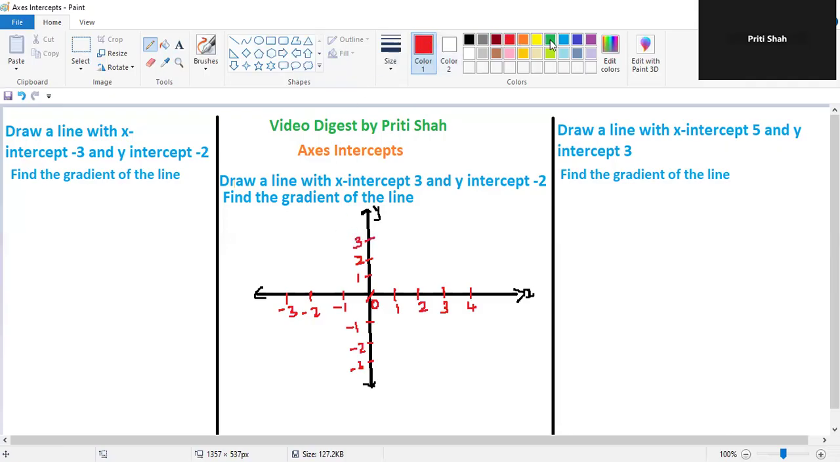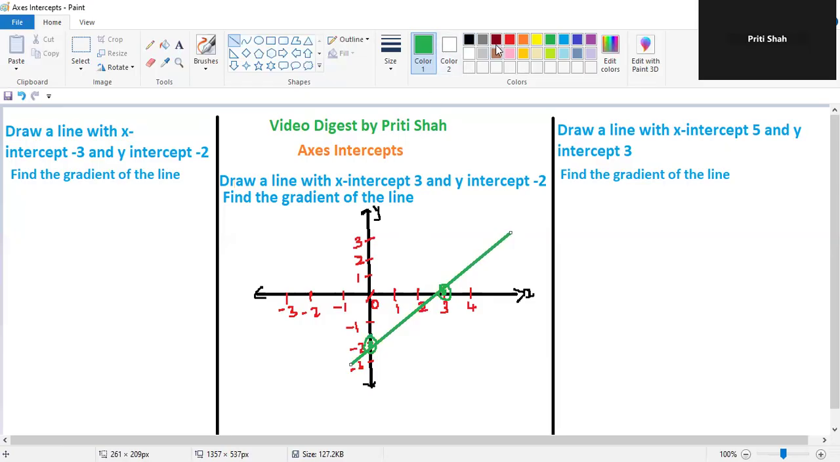What we had discussed before is that if the x-intercept is 3, it means the line is going to cut the x-axis at 3, which is over here, and the y-intercept is -2. So on the y-axis, we'll go to -2. So x-intercept is 3, so we put a dot at 3. And y-intercept is -2, so we put a dot at -2. And now we will draw a line passing through these 2 points like this.